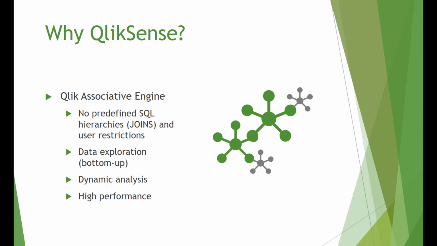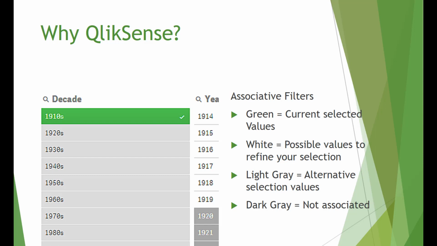So what does this exactly mean for you as an end user? As you can see here, the current selected fields are marked in green. So I made a current selection of decade 1910 and all the direct associations or possible values that I can use to refine my selection are marked in white. All the alternative selection fields are marked in light gray, and all the values that are totally not related to my selection are marked in dark gray.